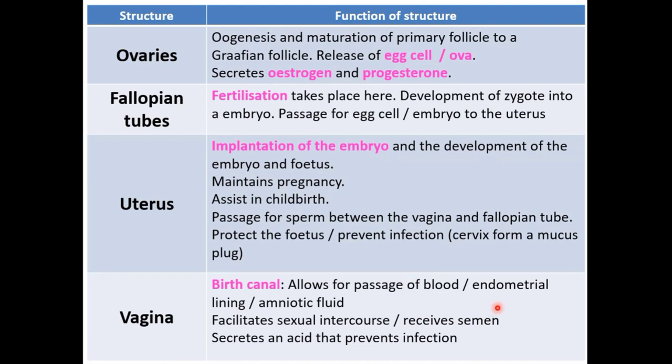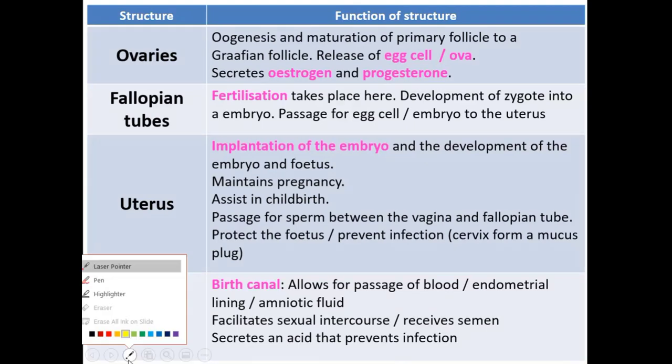Okay, then just finally, the last part is the birth canal of the female. Allows a passage of blood in the endometrial lining and facilitates sexual intercourse and receives the semen. Does not receive sperm. Okay, I'm going to just highlight this again, grade 12s. You need to understand that semen is what is released, not just sperm. So the vagina will receive semen, does not receive sperm. Remember that. It's also the birth canal, and then it secretes an acid that prevents infection.